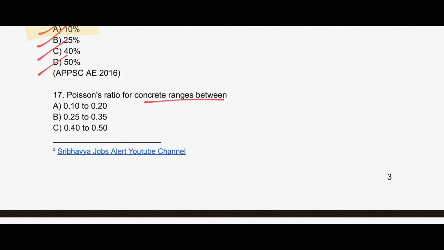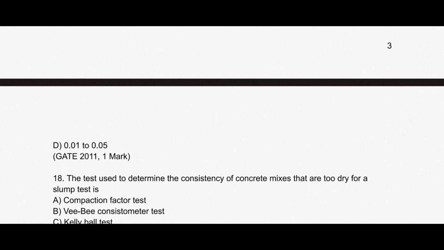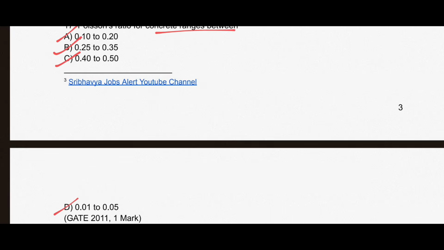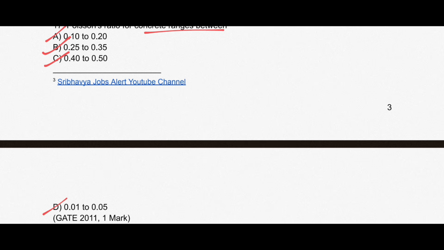17th question. Poisson's ratio for the concrete ranges between 0.1 to 0.2, 0.25 to 0.35, 0.4 to 0.5, and option D is 0.01 to 0.05. So the answer is option A, that is 0.1 to 0.2.